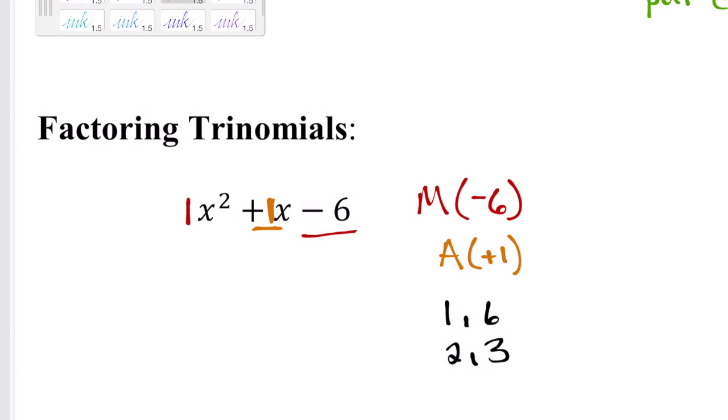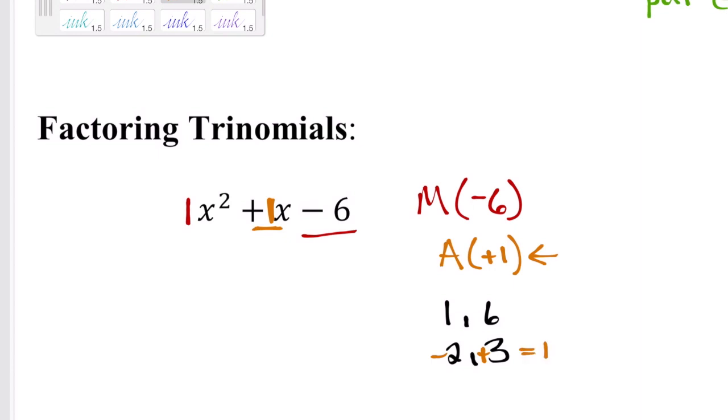Now I need to figure out how I could get a 1 out of any of these things. It doesn't matter what I do to 1 and 6. Whenever I'm adding or subtracting 1 and 6, I can't get 1. But I do know that if I had a positive 3 and a negative 2 and I added those together, they would add together to give me a positive 1.